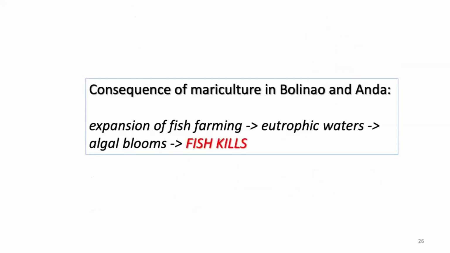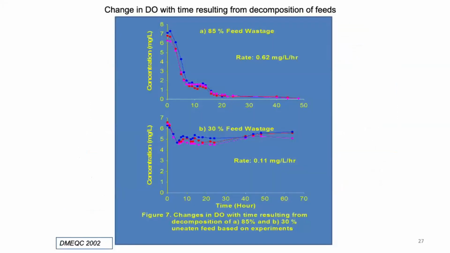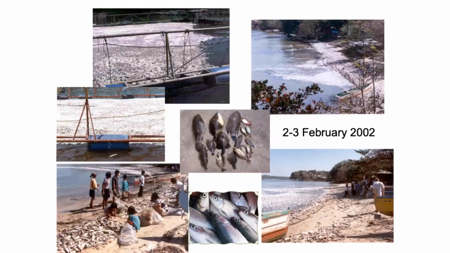And when the bloom dies, there's decomposition that uses up oxygen. And with no oxygen, fish will die, resulting in fish kills. In an experiment to examine the change in oxygen due to decomposition of feeds, we found out that DO levels can be completely depleted in 24 hours, as shown in the top graph. And with no oxygen, fish will die.